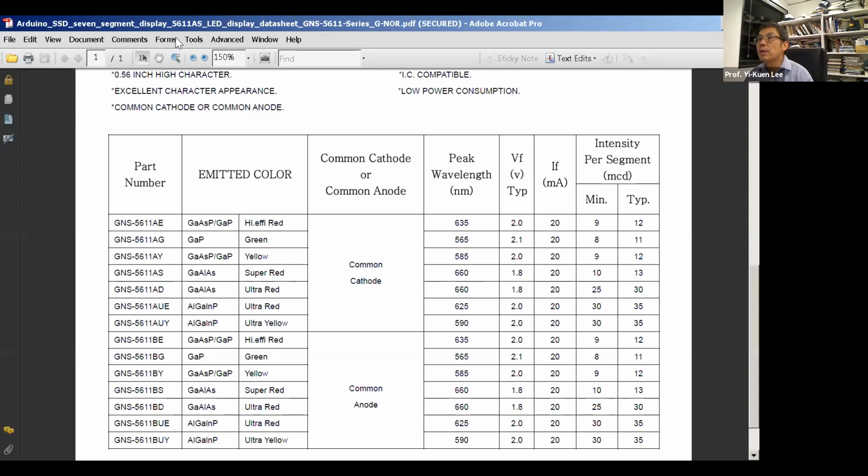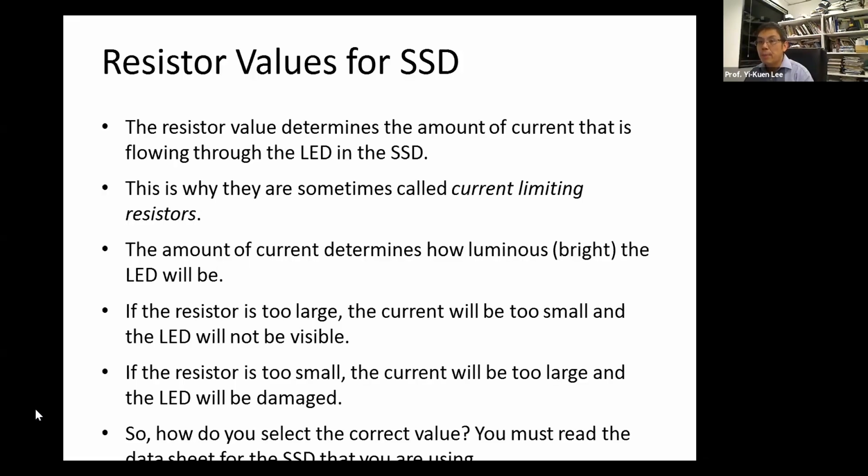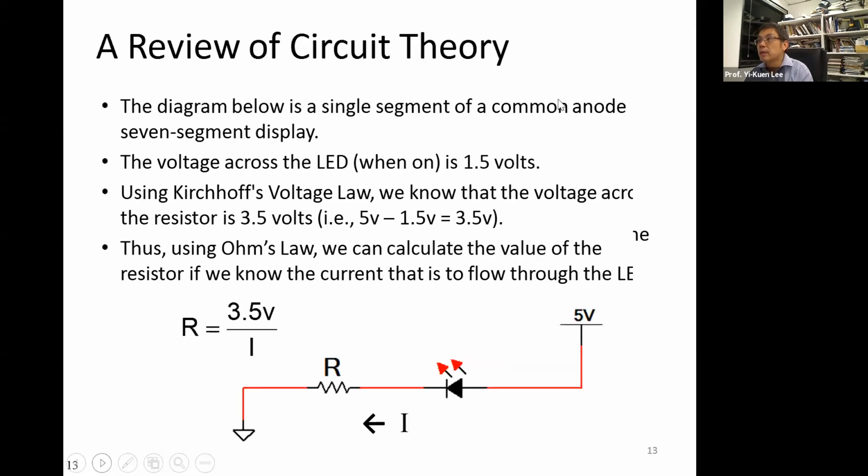Let me stop sharing. Anyway, here I show you. Basically, you need to pick a reasonable resistor, then you can make sure you get good output. So here I do some simple calculation for you. A typical Arduino provides a 5 volt signal. So the typical voltage from Arduino is 5 volt, right?